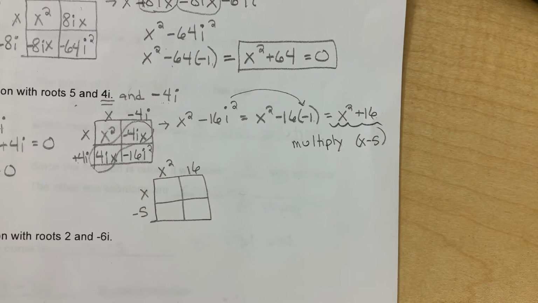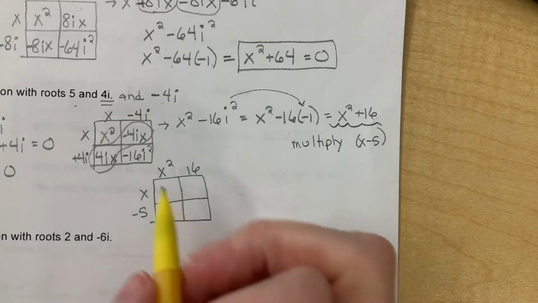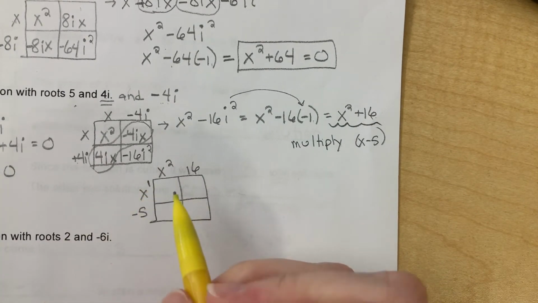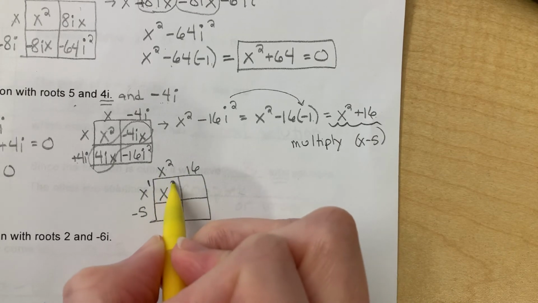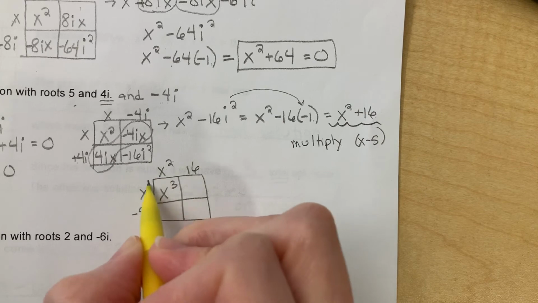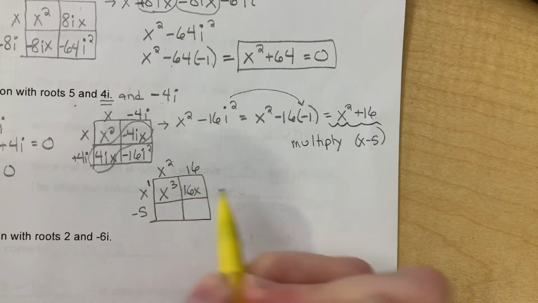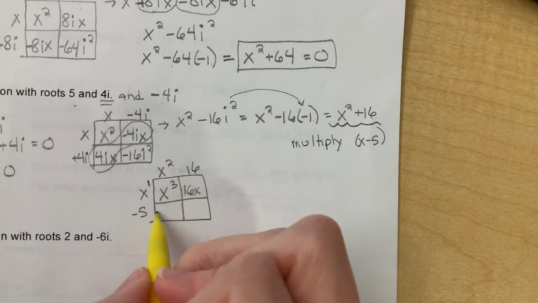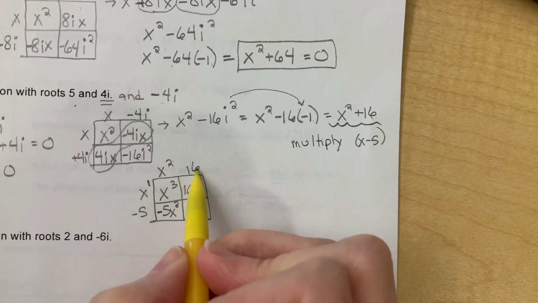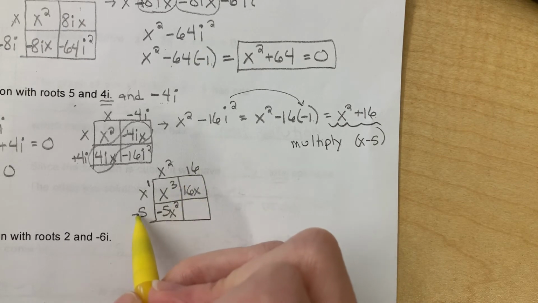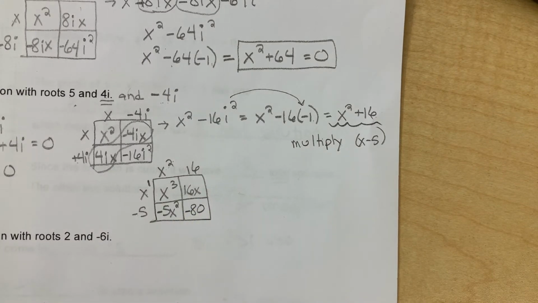There's lots of places to make mistakes, to miss a negative, or just lots of places to make a mistake. Put your invisible 1 on here so you remember x squared times x to the first is x to the third. When you're multiplying, you add the exponents. 16 times x, 16x, not bad. x squared times negative 5, negative 5x squared. And 16 times negative 5 is negative 80. Use your calculator if you need to.